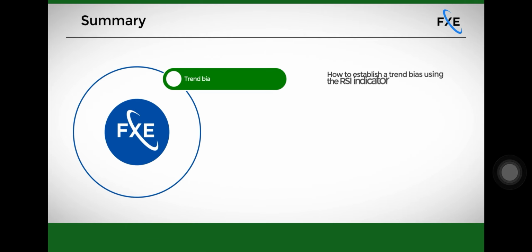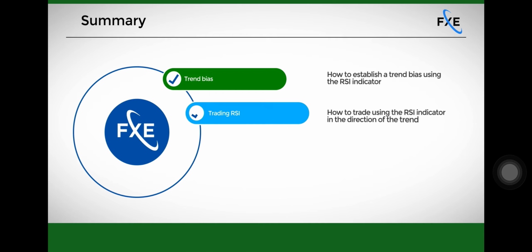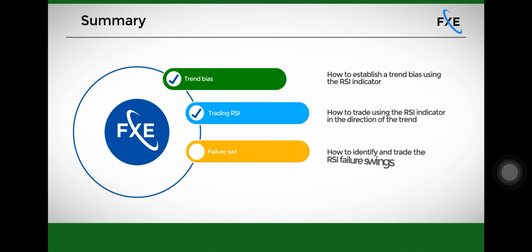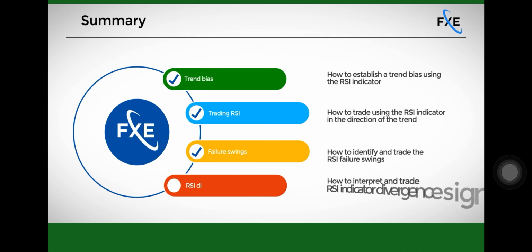In this lesson, we've learned how to establish a trend bias using RSI. We looked at how to trade RSI in the direction of the trend. We learned how to identify and trade RSI failure swings. And finally, we learned how to interpret and trade RSI divergence. This concludes section 4 of trading indicators.